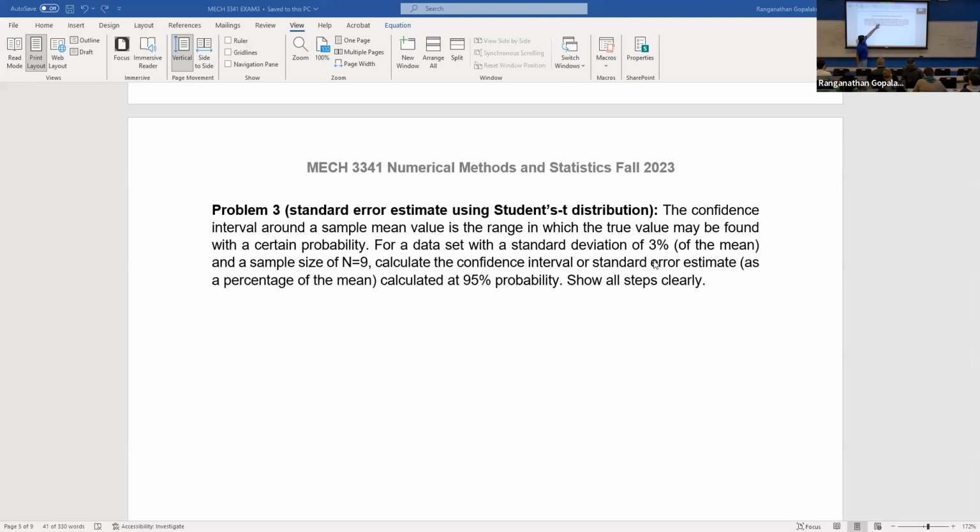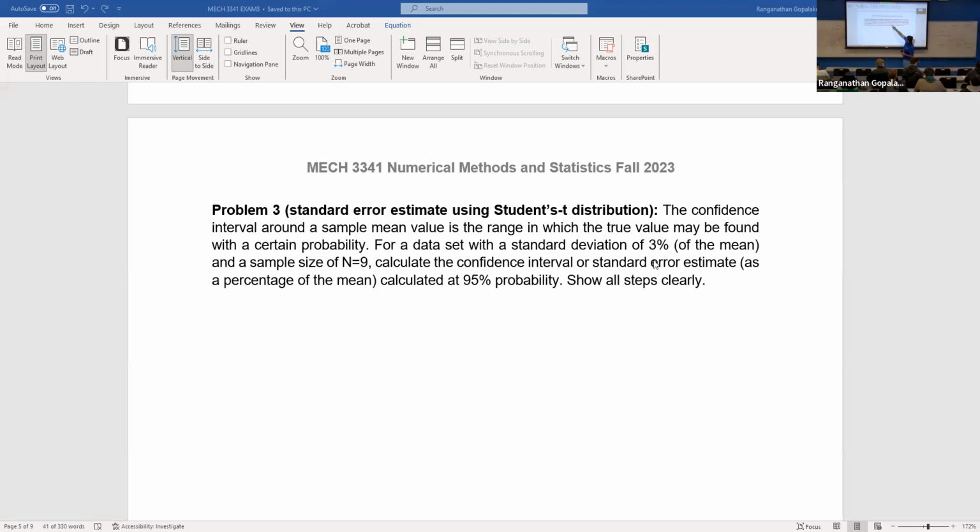For a data set with a standard deviation that is 3% of the mean, okay? So I'm going to write: for this data set, the number of observations is n equal to 9, that's given in the problem. The standard deviation is 3% of the mean. That is like writing 0.03 times x bar, or sigma x divided by x bar equal to 0.03. Okay, 3% of the mean.